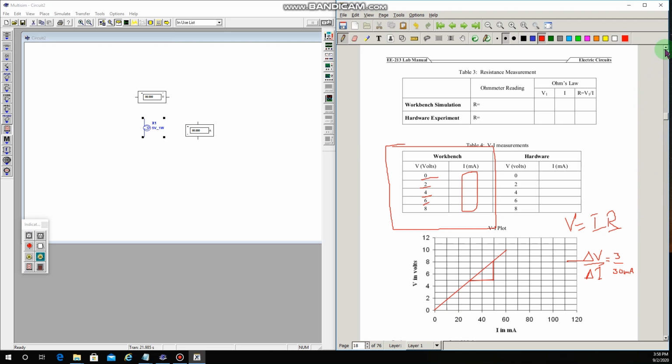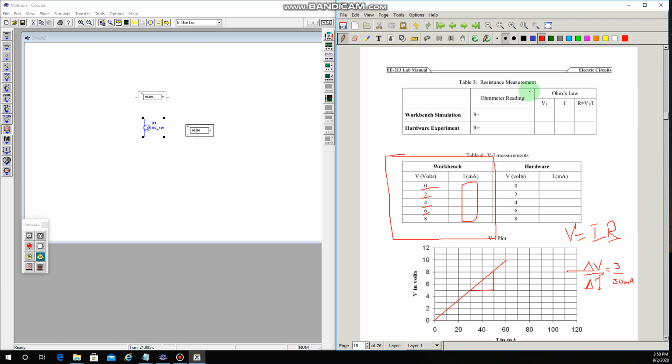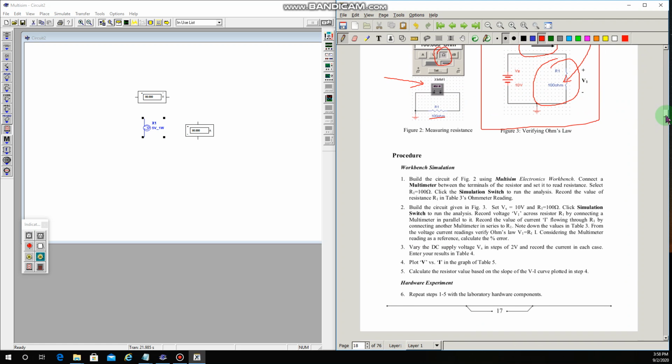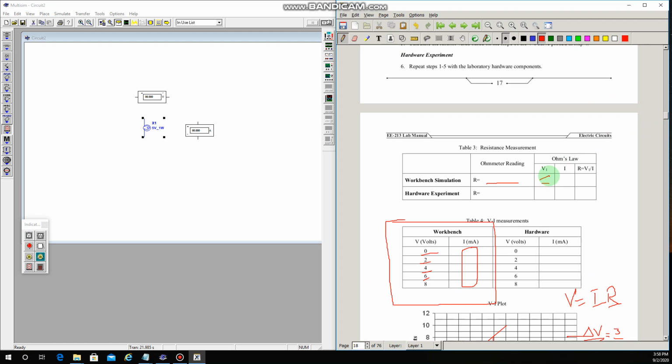Now, the last thing that I would like to highlight here is table number 3. This table has 2 entries, one for the multisim and one for the hardware. For the multisim, you have to fill in the value of the resistance that you will get from the ohm meter here, and the other values that you have to enter are the voltage value that you have selected. For example, you have selected 10 volts. You will write 10 volts here in this place, and the corresponding current that you will get from the ammeter. The ratio of those two values will be the resistance.